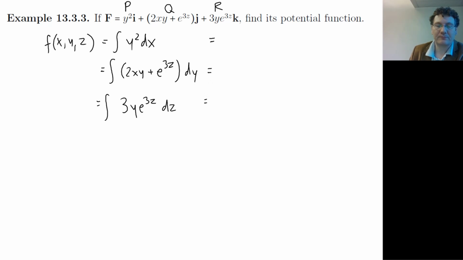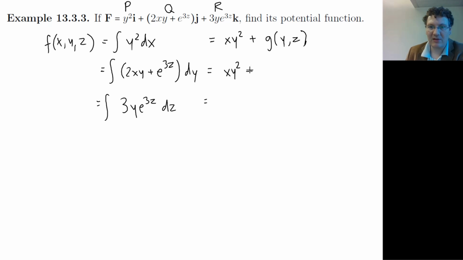We're going to have the integral of y squared with respect to x is going to be x y squared plus some function, I'm going to call it g of y, z. So any function of y and z would have been wiped away when we took the partial derivative with respect to x. On the other hand, if we integrate 2xy plus e to the 3z with respect to y, we're going to get x y squared plus y e to the 3z plus some function, I'll call it h of x and z, which would have been wiped away.